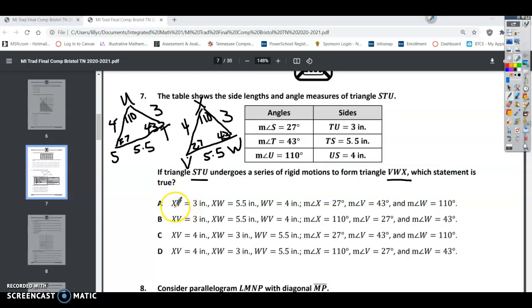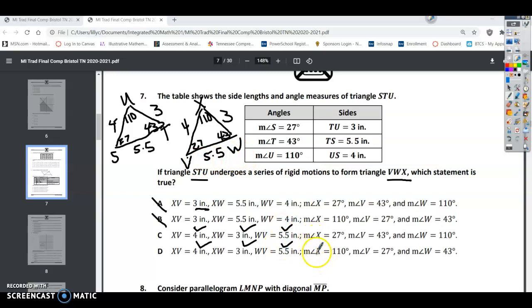All right, so let's see what this says. This says XV is 3. Well, we can see the XV is 4, so since we have a picture there, we can easily see that doesn't work. XV is 3 again, so that doesn't work. Here it says XV is 4. Both of these say that, so these are correct here. And then XW is 3. These are both correct. And then it says WV is 5.5, so those are correct.